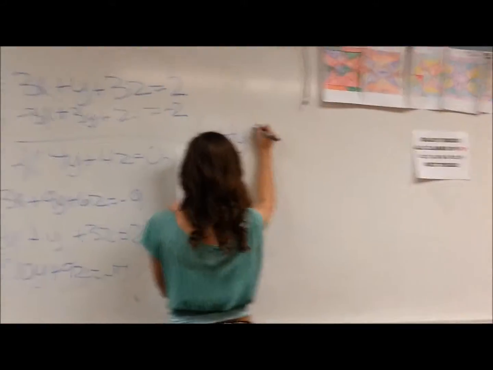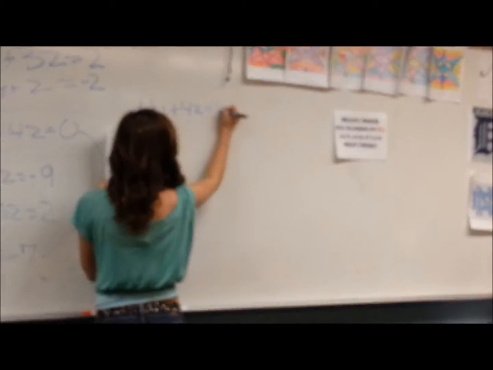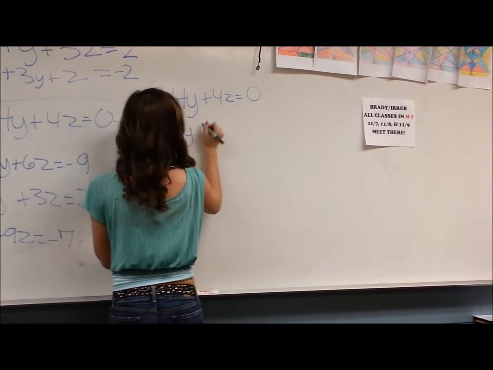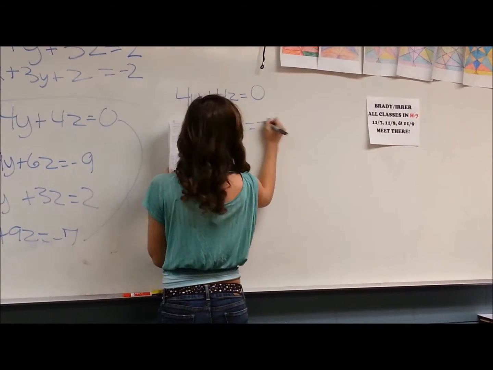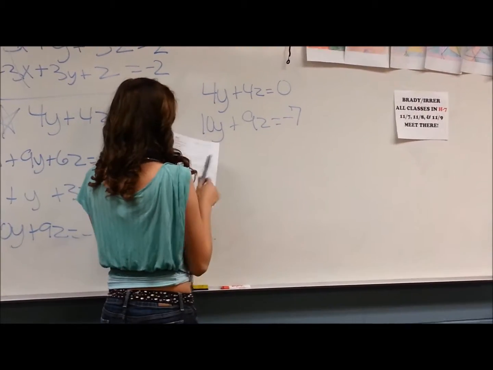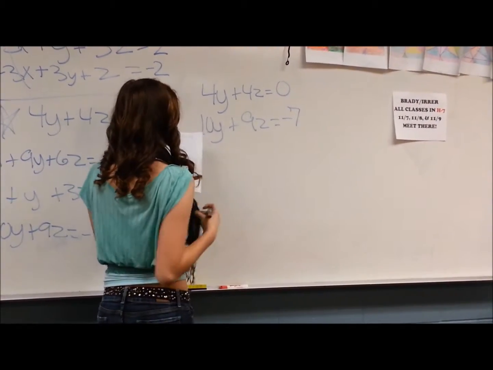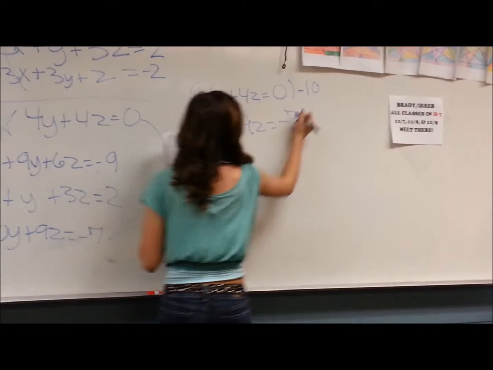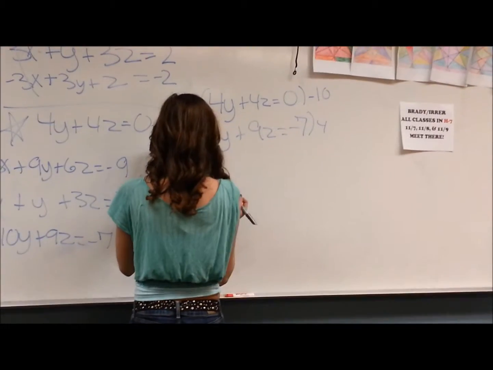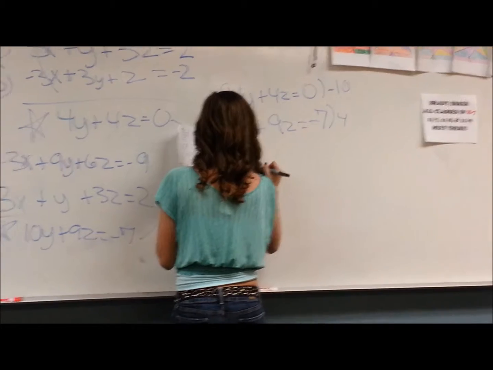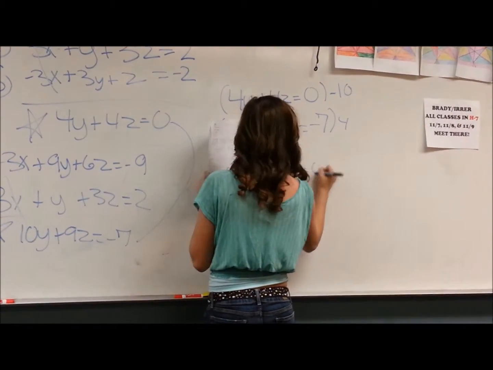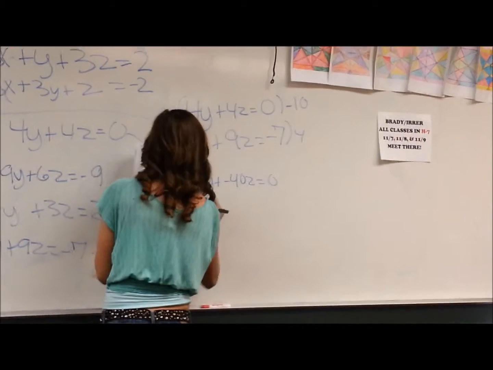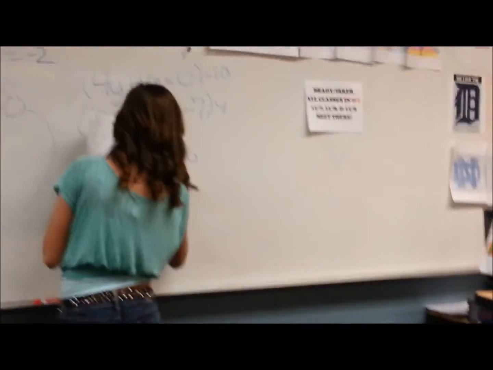Then you're going to take both of these star equations and put them equal to each other. So it's going to be 4y plus 4z equals 0 and 10y plus 9z equals negative 7. You're going to have to choose to eliminate one of the variables. In this case, we chose to eliminate the y's. So you multiply the top equation by negative 10 and the bottom equation by 4. Rewrite both of those equations to get negative 40y plus negative 40z equals 0. Rewrite the second equation as 40y plus 36z equals negative 28.